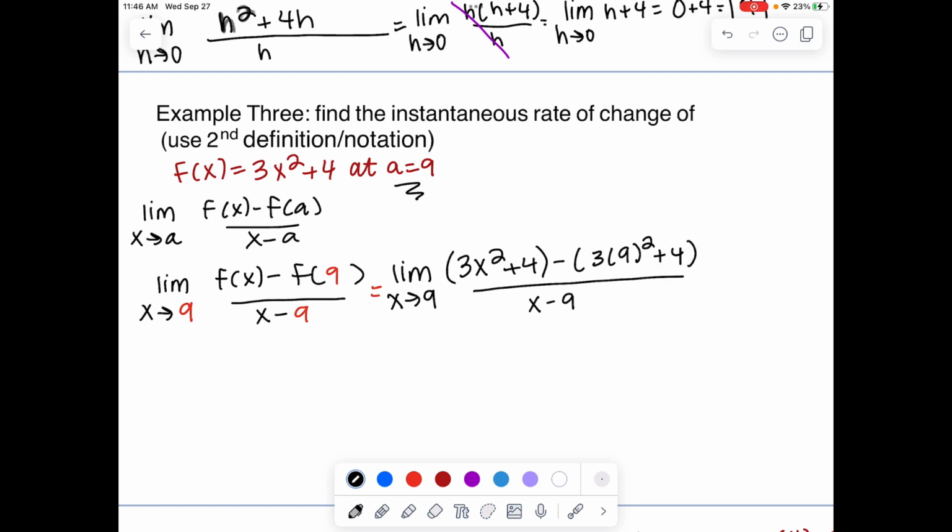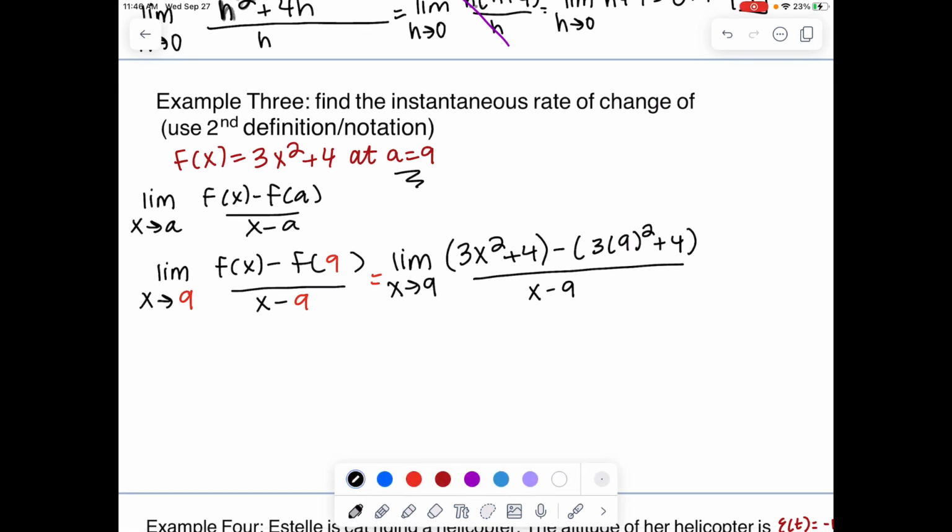Now, I've plugged everything in. Everything is great. But if I were to plug in 9 right now, I would get indeterminate form. So that means I'm going to have to clean some things up. There's a chance I'm going to have to factor. But eventually, I will get the correct answer. All of these, at least all of the polynomial ones, will always work out. Sometimes there's a good amount of work to do, but it will always work out.